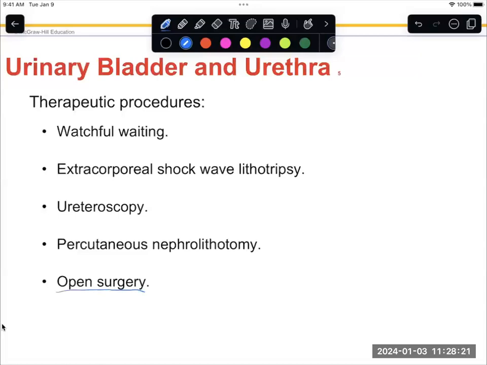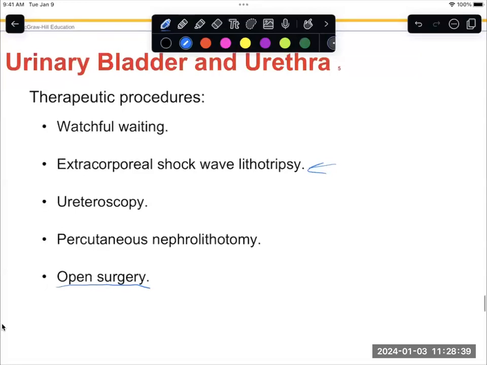It's not very common anymore because we have all kinds of other ways to get rid of kidney stones, like shockwave therapy, without having to even stick something inside of somebody.